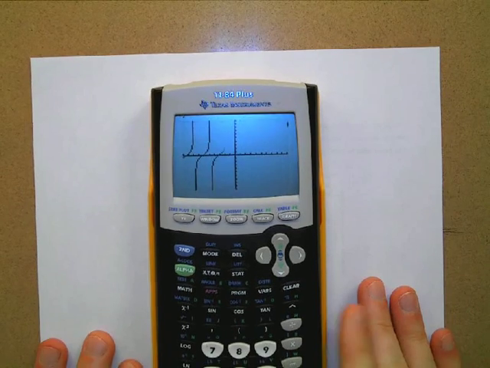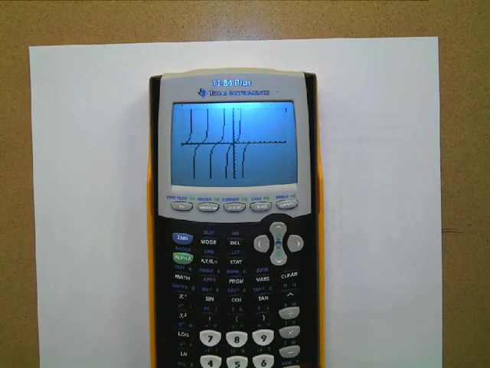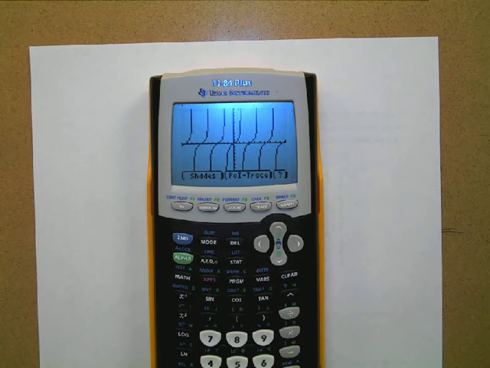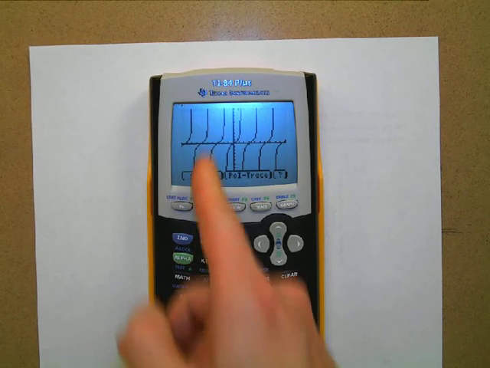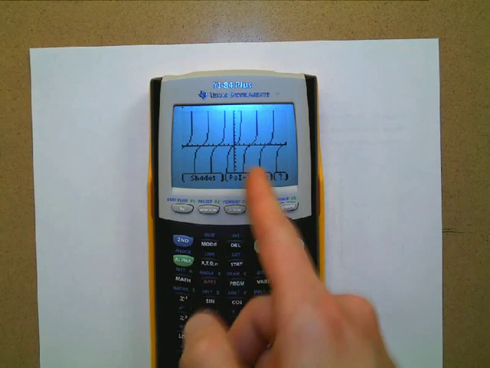And you can see you get this repeated kind of behavior. It's not really a wave, but it definitely repeats. And it looks like there's also some asymptotes in there, right? Looks like we have one right in here, right in there, right in there, there, and there. Okay, and those repeat too.